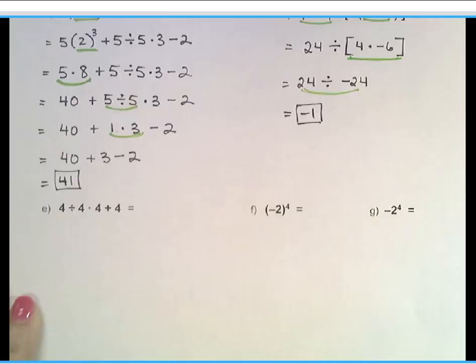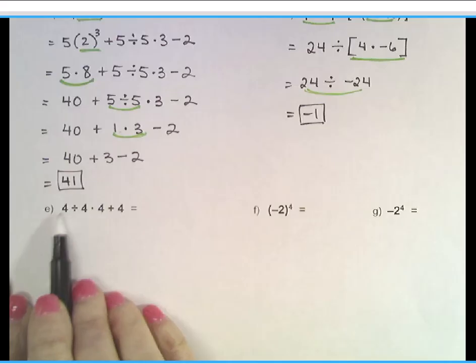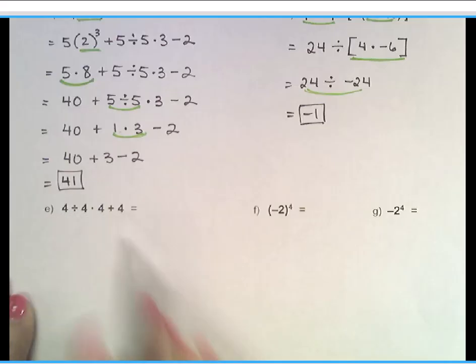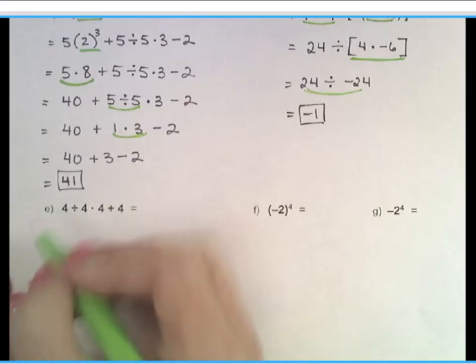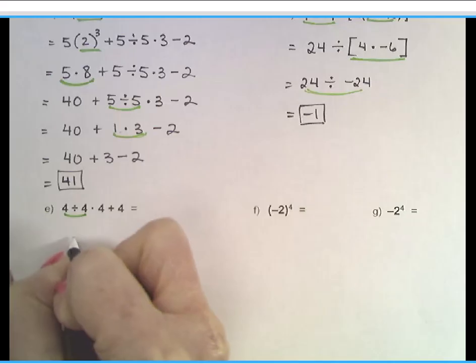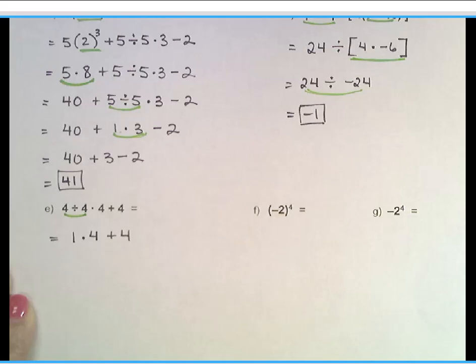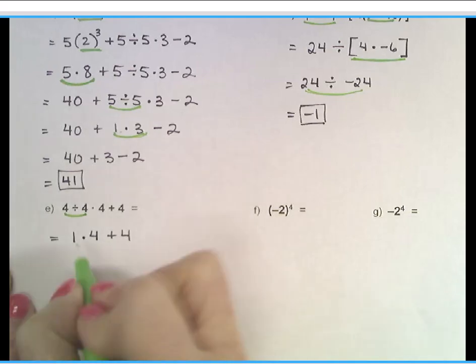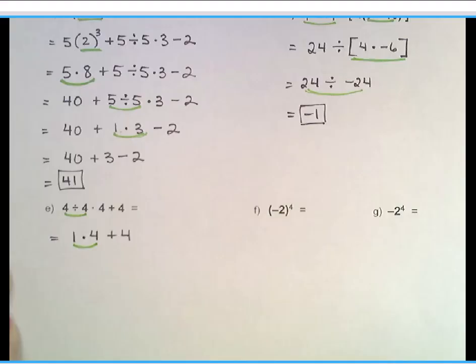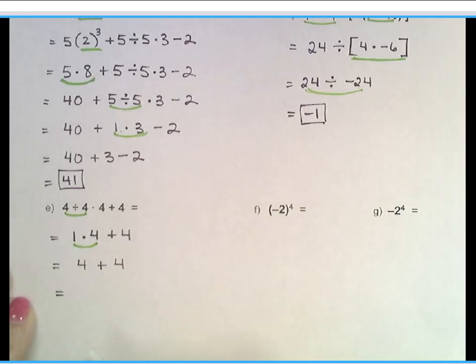And just a couple more. This is one that people would argue about on social media. 4 divided by 4 times 4 plus 4. The correct order to do those in is from left to right. Any multiplication and division first, then addition and subtraction. So you must do 4 divided by 4 first. 4 divided by 4 is 1. Then you're going to do your multiplication. 1 times 4 is just 4. And then 4 plus 4 is 8.